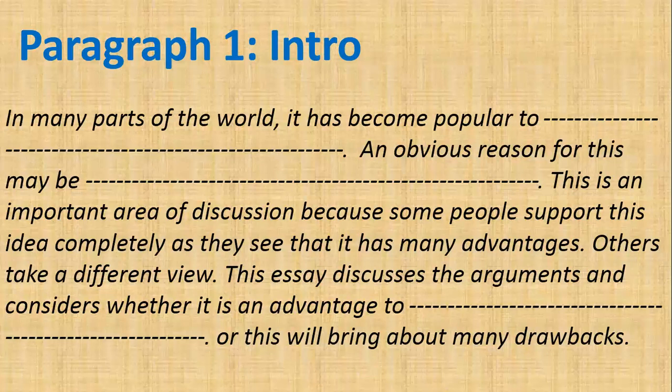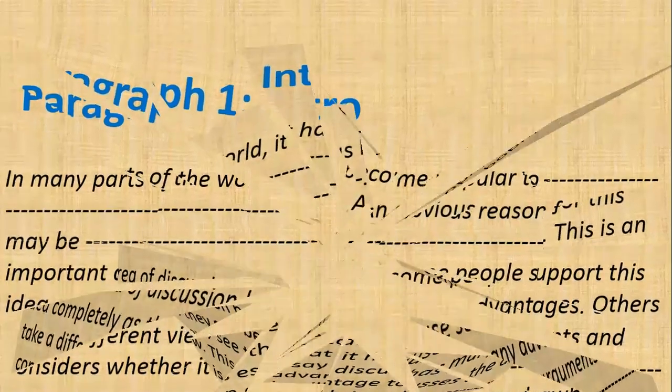In many parts of the world, it has become popular to... An obvious reason for this may be... This is an important area of discussion because some people support this idea completely as they see that it has many advantages. Others take a different view. This essay discusses the arguments and considers whether it is an advantage to, or this will bring about many drawbacks. Now let's see in practice what should be written in each space.